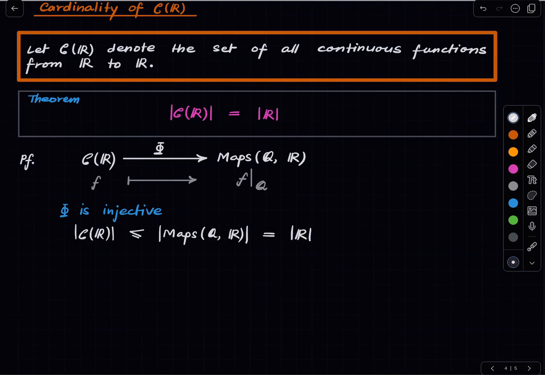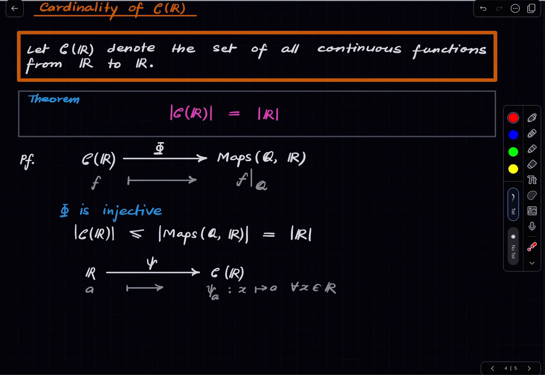So for the reverse direction, if you want to be completely formal, define this map, call it psi, and it takes a real number, maybe a, to psi sub a, where psi sub a takes everything to a. So all we are doing is, for a real number a, just define the function which takes the value a everywhere. And that is what we associate to this point. And this is also an injective map. So the reverse thing also happens. So psi is injective. And thus we have the reverse inequality.